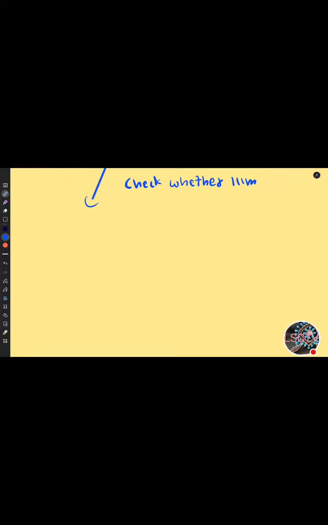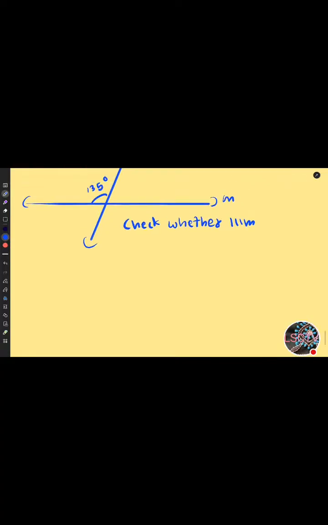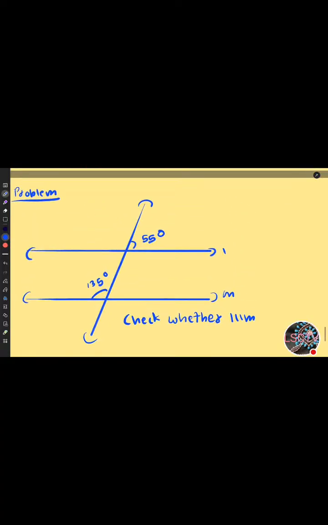Time's up. Okay, let's start with proving this. This angle is also equal to 55 degrees now. First tell me one thing. Wasn't 3 minutes too much to solve this question? This is also 55. 55 plus 135 equals 180 degrees? No, it's 190 degrees. This is supposed to be 125. So no, L is not parallel to M. How?